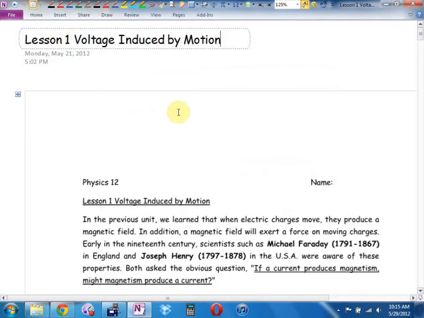Lesson 1 in the next unit, which is actually part of the same unit. Magnetic forces is one big unit worth 18%. I split it up into 2 mini units worth 9% and 9%. In the first half, we asked how do forces affect magnets. In the second half, we're going to ask how do magnets affect currents.